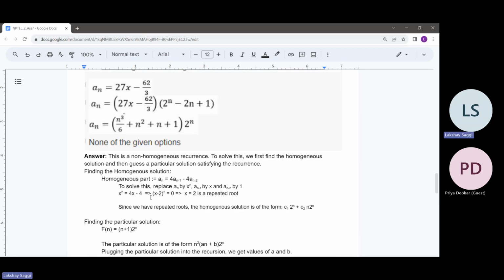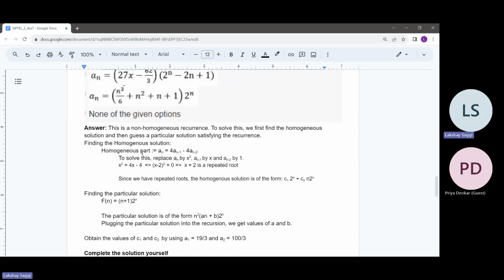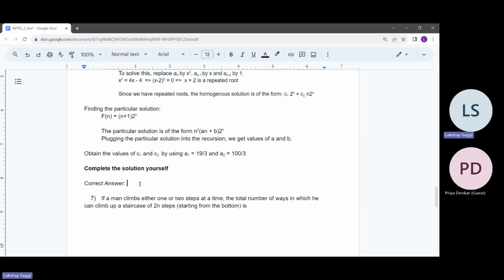So the correct answer for this question was option C. After solving all of this, all these steps, you will obtain that an is of the form n cubed by 6 plus n square plus n plus 1, times 2 raised to the power n. So option C is the correct answer.